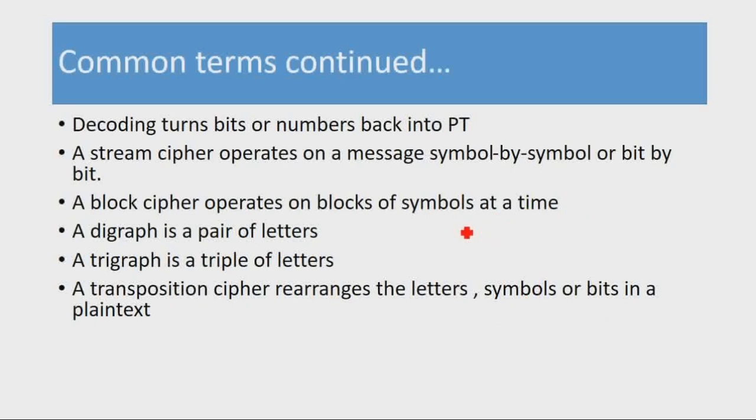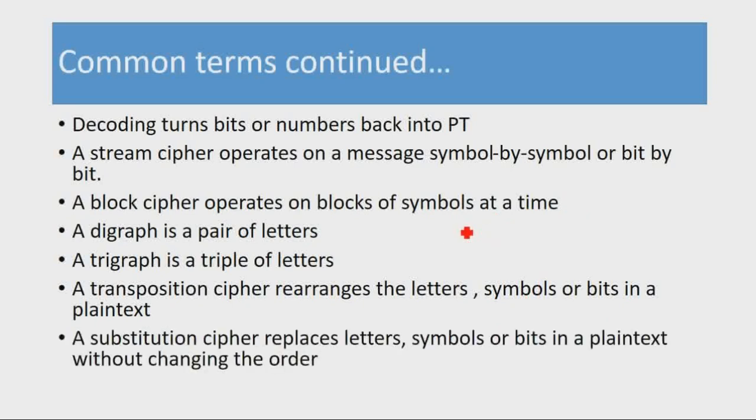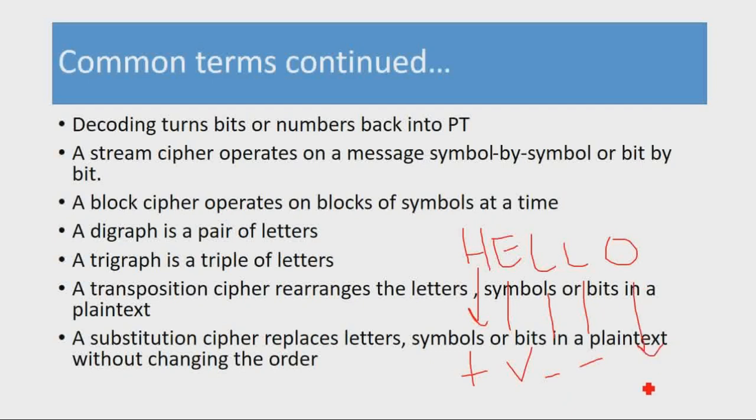Another example of a cipher is a substitution cipher. Now, a substitution cipher replaces the letters, symbols, or bits in a plain text without changing the order. What this means is, let's go back to the original message, hello. What a substitution cipher would do is simply replace these letters with new letters. So H could become plus, E could become V, L could become minus, and this other L will also become a minus if we're using a stream cipher, and this O could become, let's say, an R. So that's how a substitution cipher works. It will simply replace letters or symbols or bits in a plain text without changing the order, and we'll look at examples of those types of ciphers.